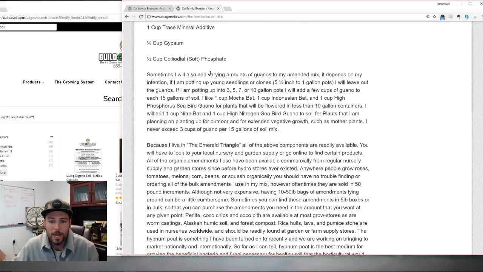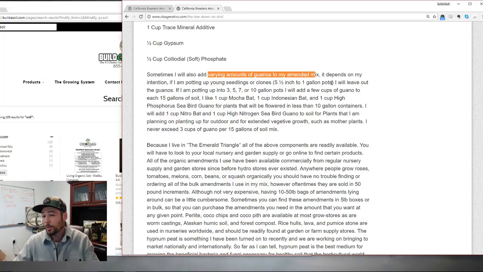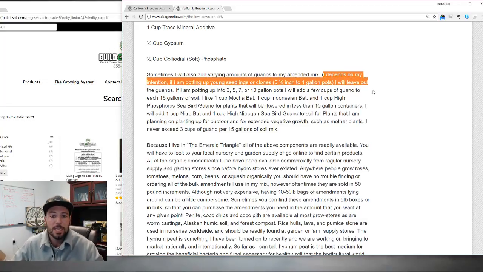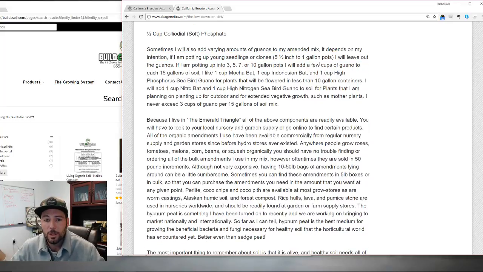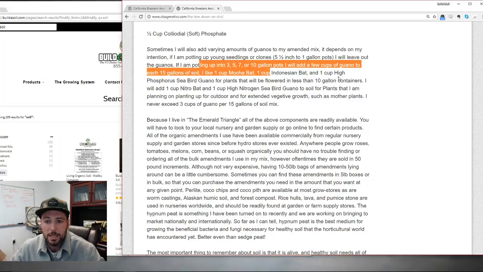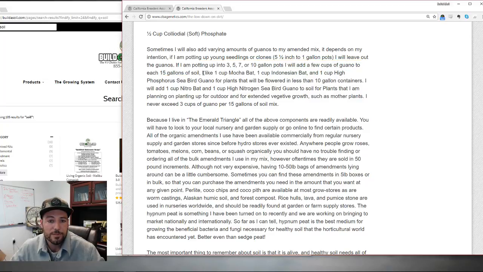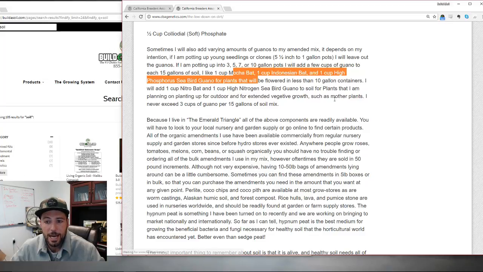Sometimes I'll also add varying amounts of guanos to my amended mix. We don't, but we have other ingredients that we use, okay? Specialty ingredients like neem cake, karanja cake, special ingredients like our pinto bean compost, things like that, okay? But anyways, it depends on my intention. If I'm potting up young seedlings or clones, I'll leave out the guanos. If I'm potting up into 3, 5, 7, or 10 gallons, I'll add a few cups of guano to each 15 gallons of soil.